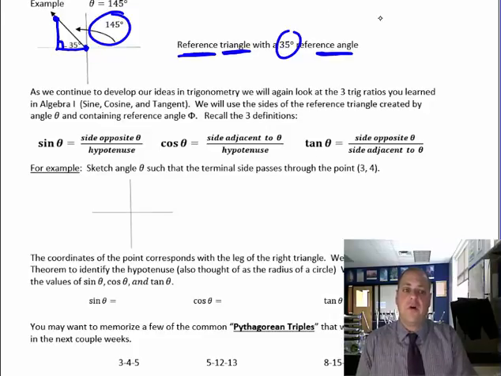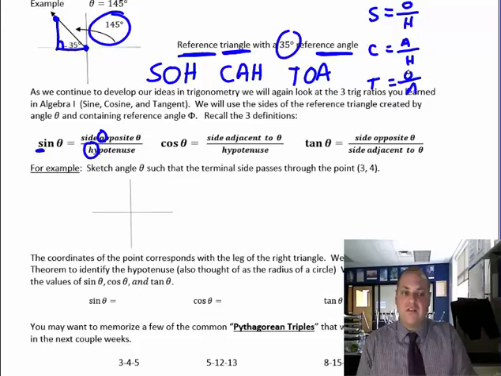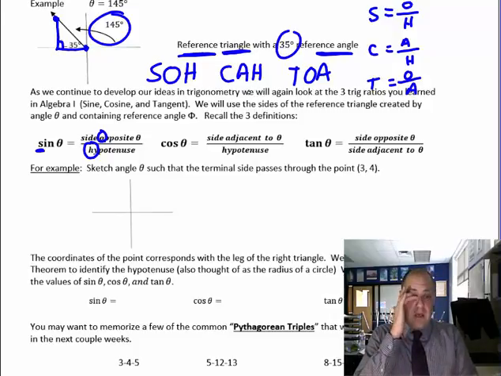That's for right triangles. You may have learned it this way: SOH CAH TOA. To remember what they are, sine is opposite over hypotenuse. Cosine is adjacent over hypotenuse. Tangent is opposite over adjacent. So SOH CAH TOA: opposite hypotenuse, adjacent hypotenuse, opposite adjacent. And that's one way to remember it.